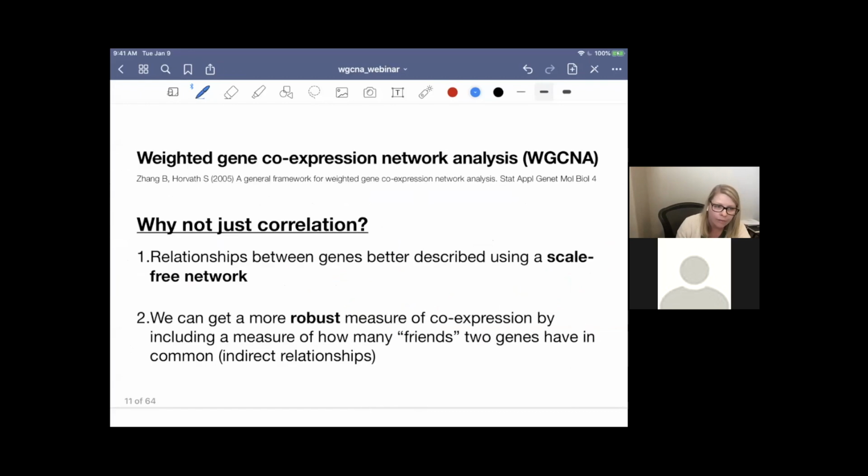And so one of the first questions, at least from some statisticians or from my statistical point of view, is why not just use correlation? Why do we need something like weighted gene co-expression network analysis? And so there's 2 big differences between just simply looking at correlations and doing something like a hierarchical clustering.